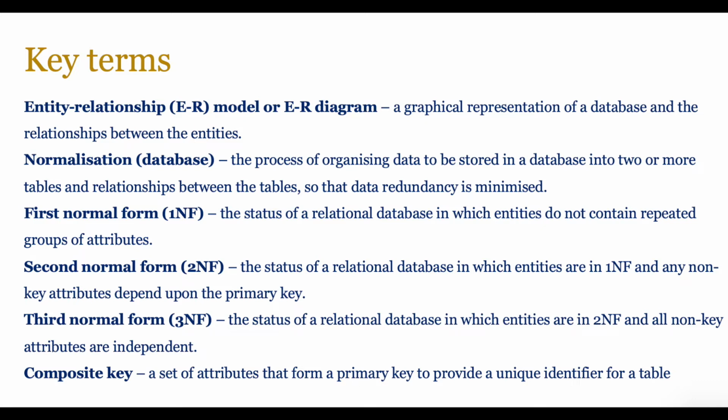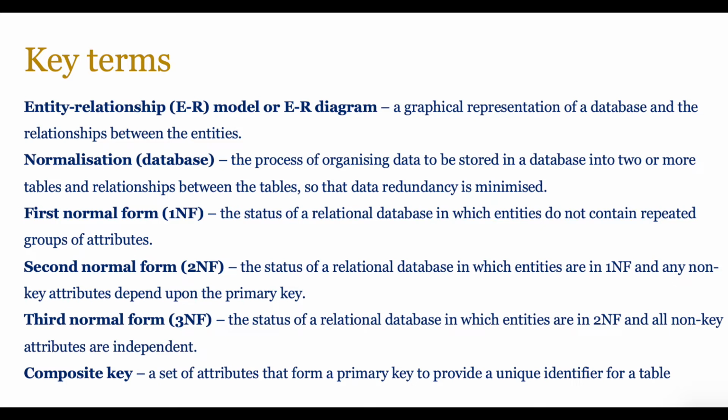We're going to be looking at normalization, which can be one of the toughest things that comes across at AS level. It's the process of organizing data to be stored in a database into two or more tables and the relationships between those tables. So you minimize any duplication of data, which is data redundancy. Normalization has three stages: first normal form, second normal form, and third normal form. And at each stage, the status of the relational database is clarified.